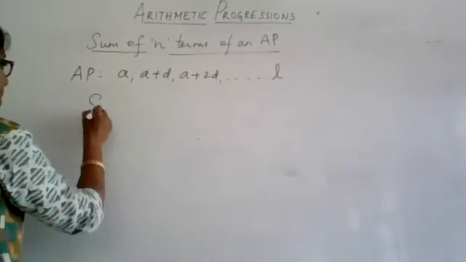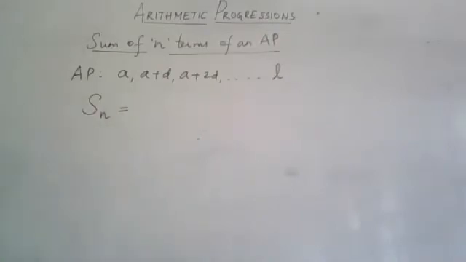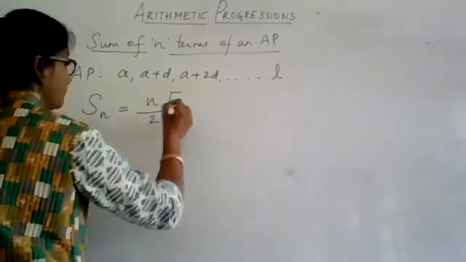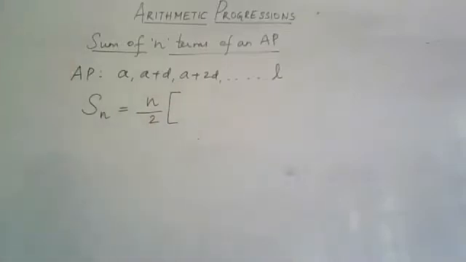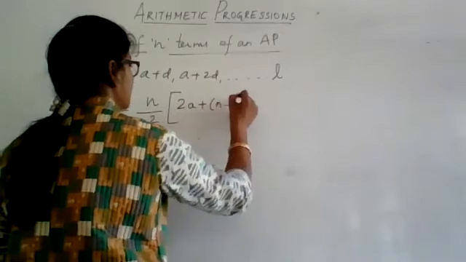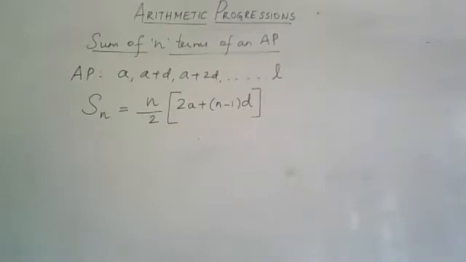So Sn is the sum of the first n terms of an AP. Where you know the n and the d of the given AP, you will write it as Sn equals n by 2 times (2a plus (n minus 1) times d). This is the formula you will apply to get the sum of the first n terms of an AP.